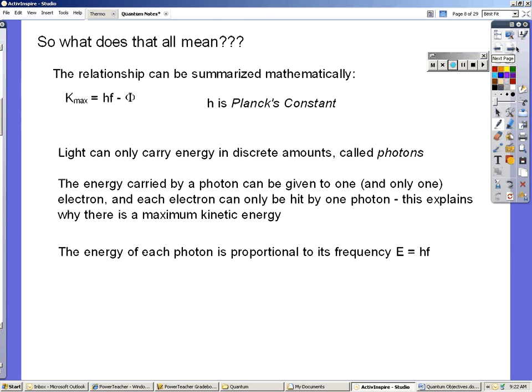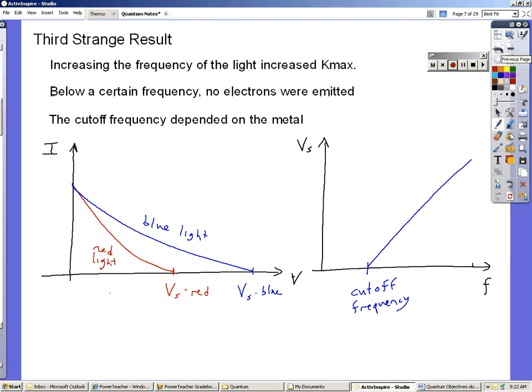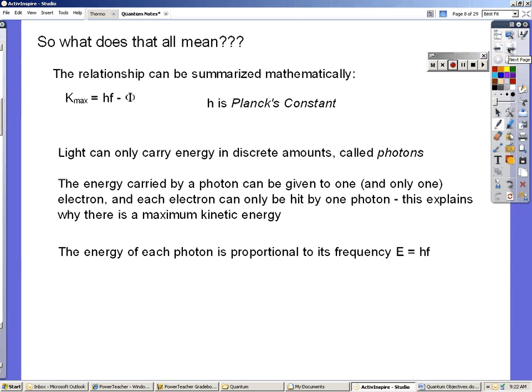Remember, the graph of stopping potential, meaning kinetic energy, versus frequency is linear. And so it has a slope equal to h, and that value is 6.626 times 10 to the minus 34 joule seconds. We'll just call it h for now. And the intercept we can interpret as phi, the work function. And so the graph of that turns into maximum kinetic energy equals hf minus phi.